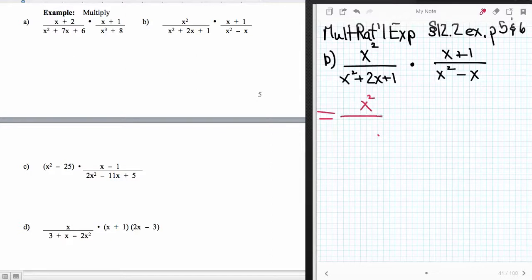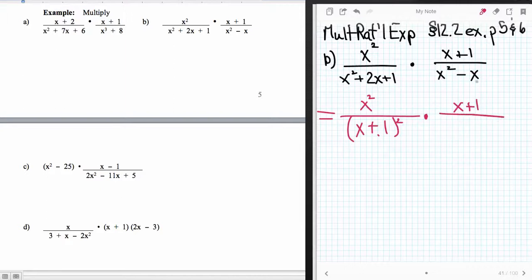X squared doesn't factor at all, so we're just going to write it down. X squared plus 2x plus 1 is a perfect square trinomial. This one is a perfect square, this is a perfect square, and the root of this and the root of this times 2 equals that. So we are going to rewrite this one as the root and the root, quantity squared. Whatever the middle sign is, that's the middle sign. And then multiplied by x plus 1 in the numerator, which doesn't do anything with that.